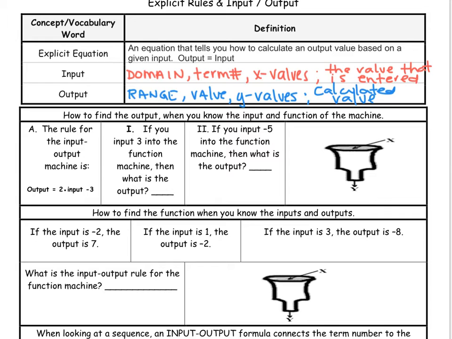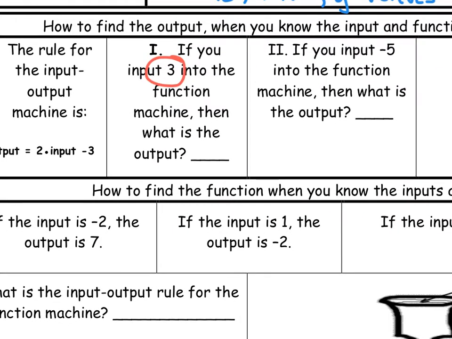So let's take a look at this function right here. Here's our little function machine. The rule for this input-output machine is the output equals 2 times the input minus 3. So whatever our input is, that's what we're going to plug into that rule. So our output equals 2 times our input. In this case, it is 3. So 2 times 3 minus 3, and following the order of operations, 2 times 3 minus 3 is just going to give us 3. So our input is 3, and our output is also 3.